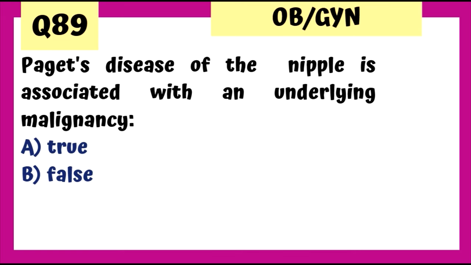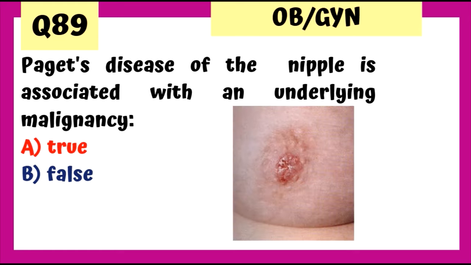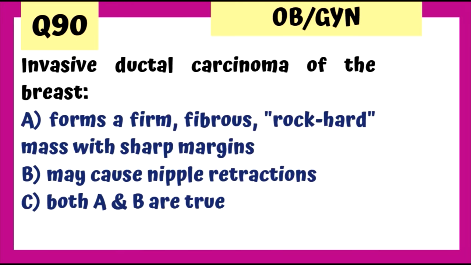Question 89, Paget's disease of the nipple is associated with an underlying malignancy, and absolutely, as opposed to Paget's disease of the vulva, which is not. Here we see an underlying malignancy. Question 90, invasive ductal carcinoma of the breast is both A and B. It forms a firm, fibrous, rock-hard mass with sharp margins, and it may cause nipple retractions, and we want to do a biopsy to see if it's malignant.